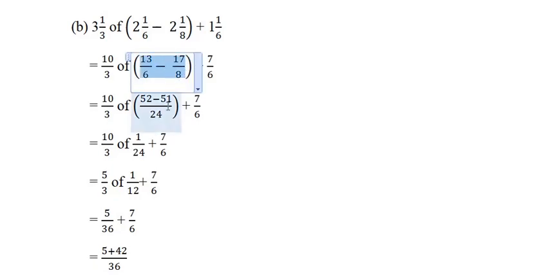So the LCM will be 24. Now 6, how many times is 24? 4 times. Now 13 into 4 will be 52. Now 8, how many times is 24? 8, 3 times. Now 17 into 3 will be 51. So when you now solve this, 52 minus 51 will be 1 by 24. So since we have reached this step, now we have of.